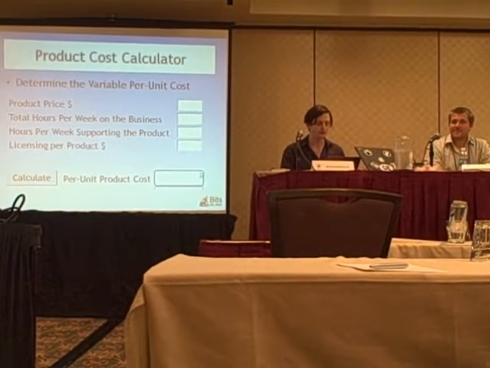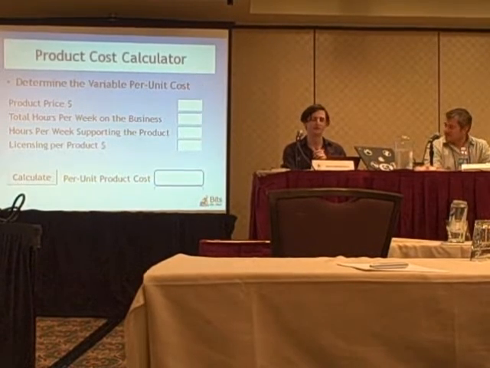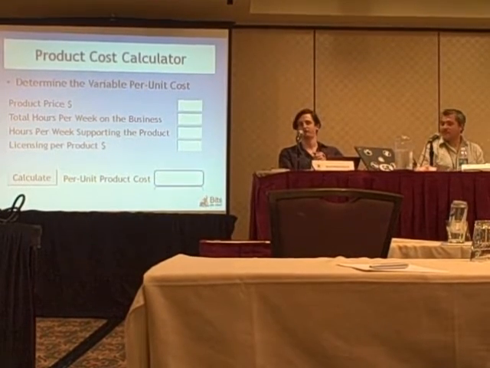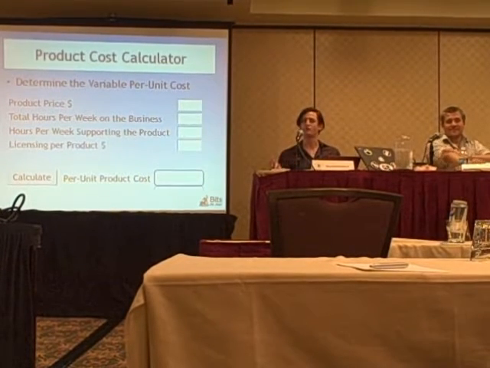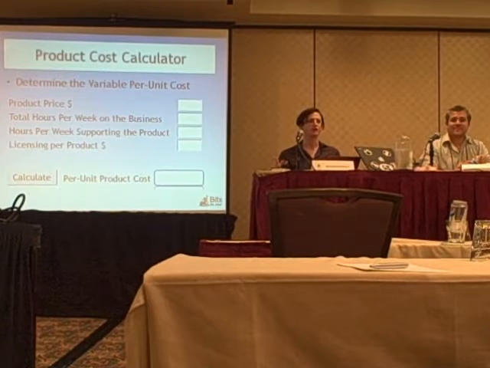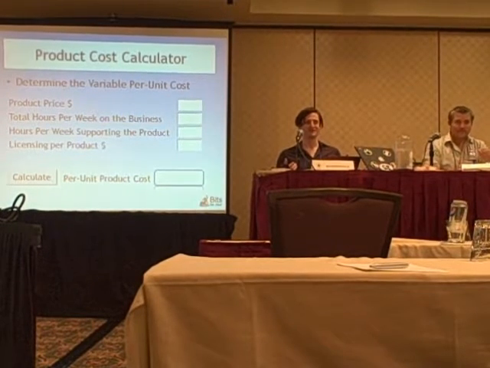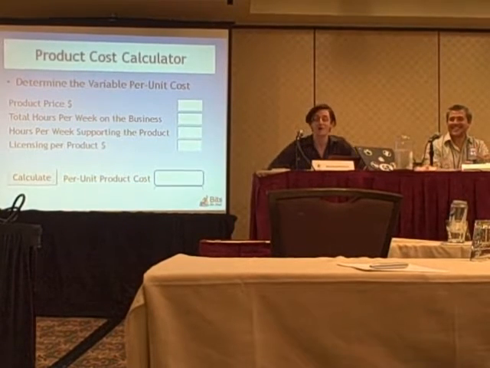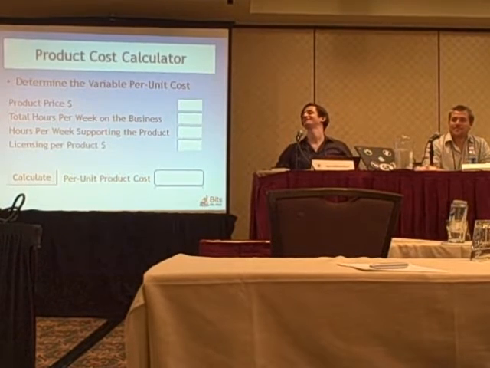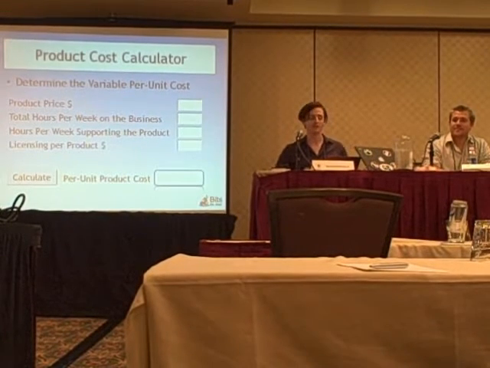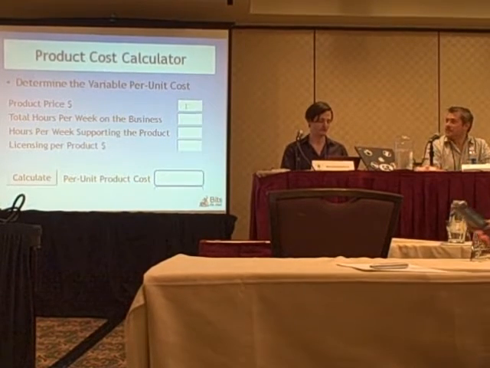Okay. So what we have here is a product cost calculator. I need a volunteer from the audience, someone who, let's keep it simple, has one product and one or two employees. Someone stick their hand up. Okay, right. Do you want the product price? Yep, we need the product price. $49.95.